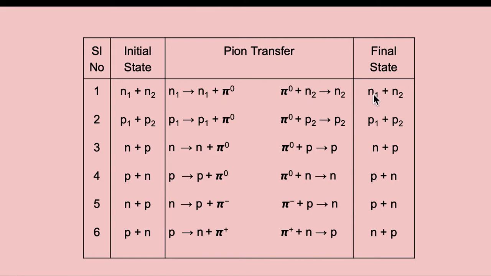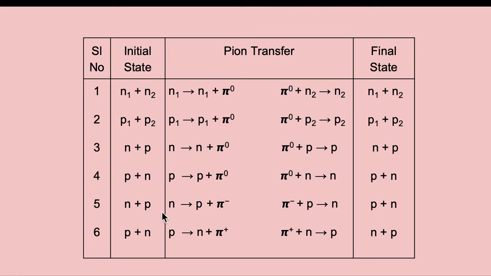After that exchange, the first one has given a neutral pion, and it is accepted by the second neutron. So the initial state N1 plus N2 becomes again N1 plus N2. A similar case you can see with the protons. There also the neutral pion is exchanging. Similarly, you can exchange this neutral pion with N plus P as well as P plus N. So here a pion is created and that pion is accepted by your proton. So in the first four cases, you have the exchange of pi zero particles.